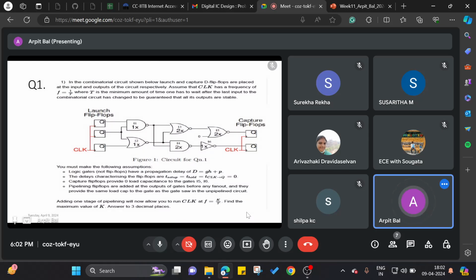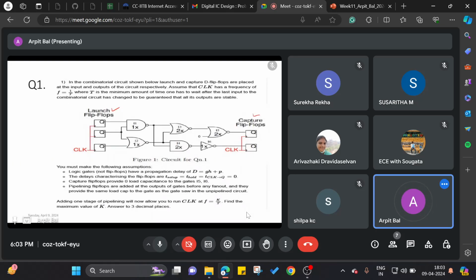So we have a combinatorial circuit that is given to us. In the combinatorial circuit, the launch and capture D flip-flops are placed at the input and output of the circuit respectively. So this is the launch flip-flop and this is the capture flip-flop. Assume that clock has a frequency of f that is equal to 1 by T, where T is the minimum amount of time one has to wait after the last input to the combinatorial circuit has changed to be guaranteed that all its outputs are stable.